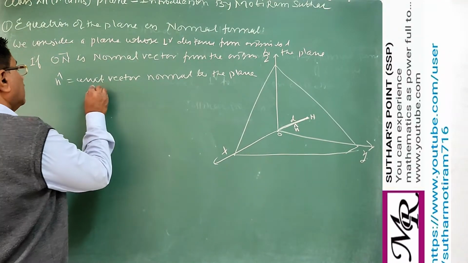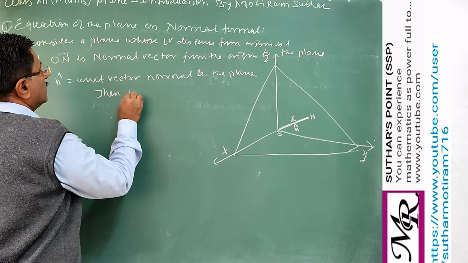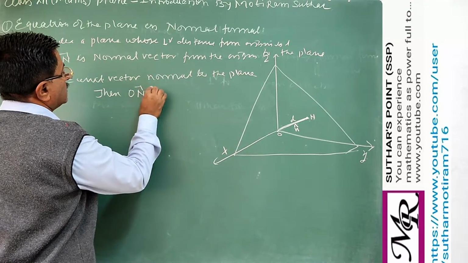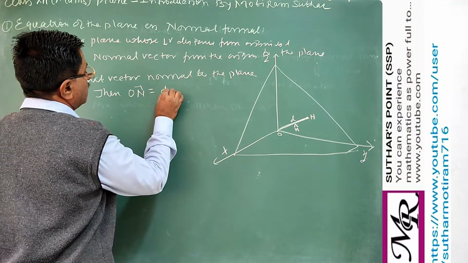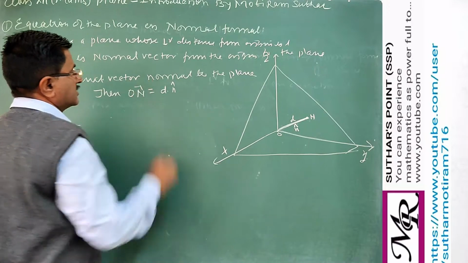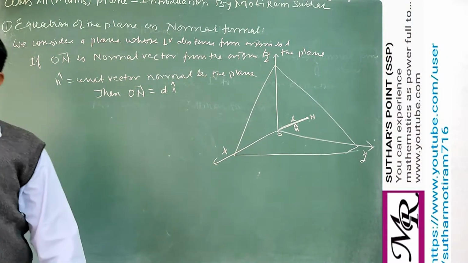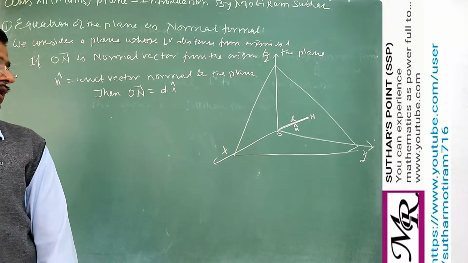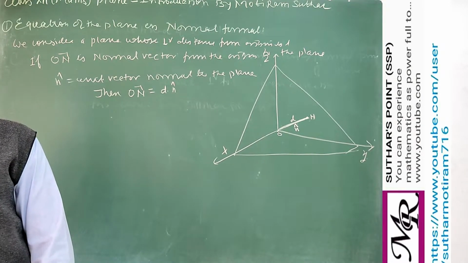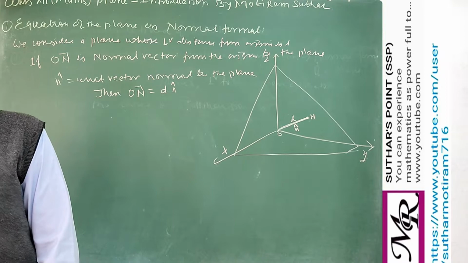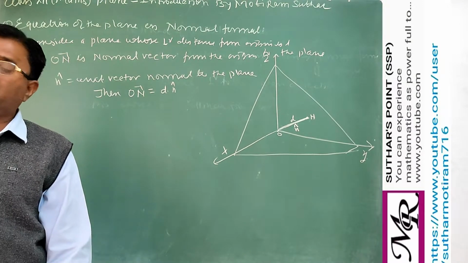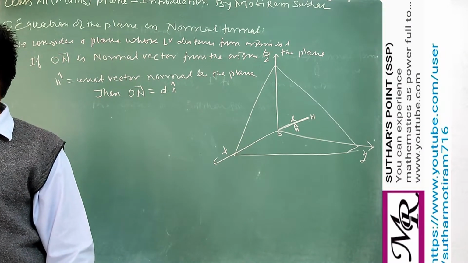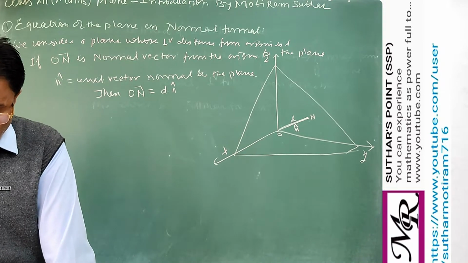Clear? Then this normal vector is written as its magnitude into its direction. So vector ON can also be written as d into n cap. D means its magnitude multiplied by the unit vector. Here unit vector means the vector in the direction of the given vector ON.